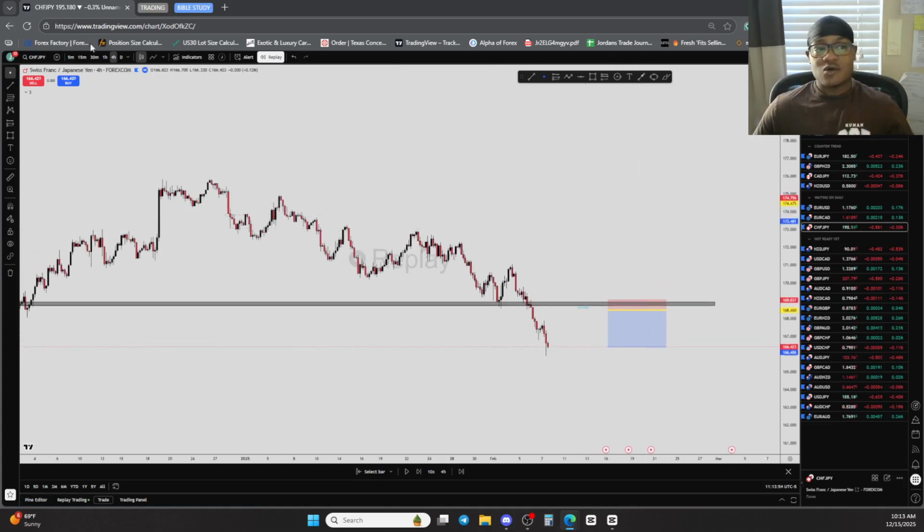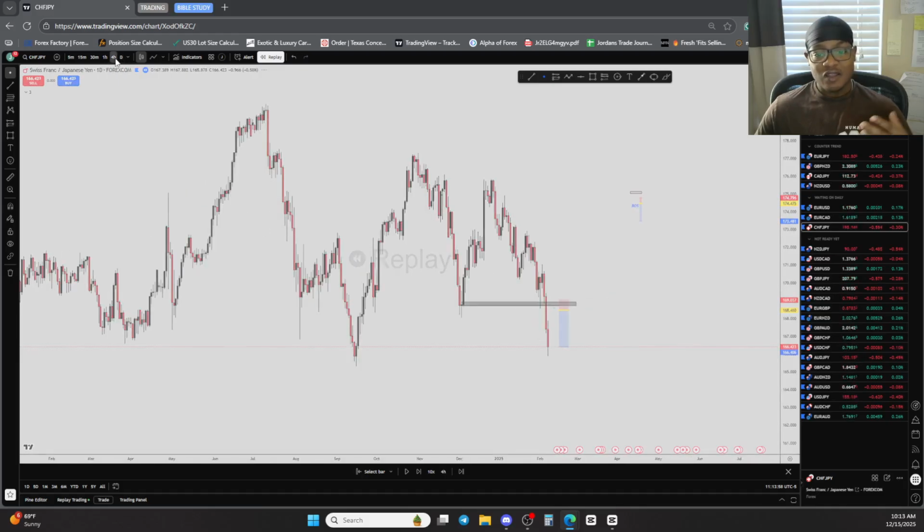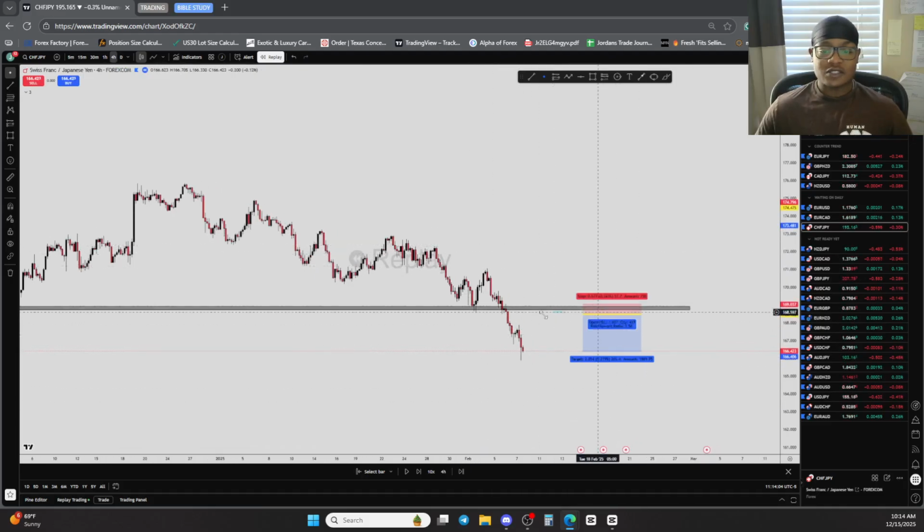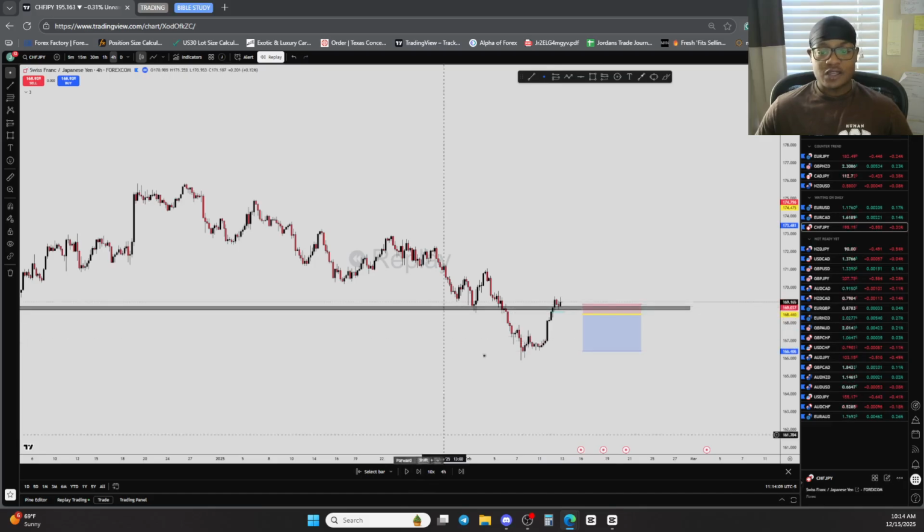So now, since we know that we have the correct number of rejections, we know that the daily and the 4-hour are in sync towards the downside, and we have our entry level. The only thing we want to do now is allow price to tap back into it. And if we fast forward, we can see price retrace perfectly back towards this area of interest.